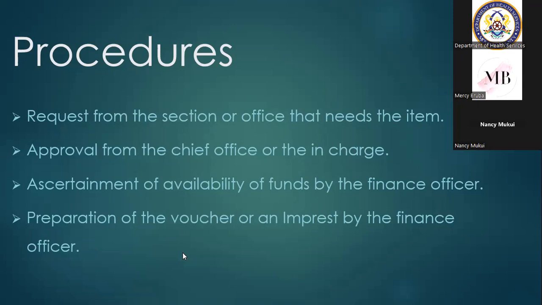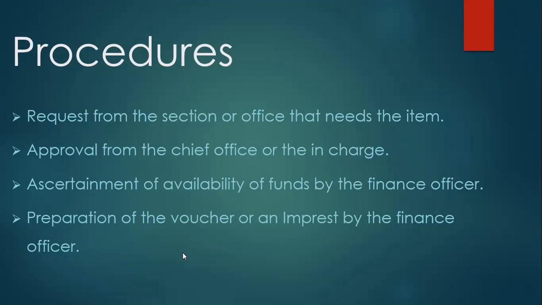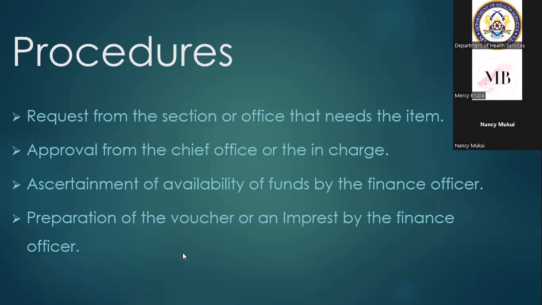After the request has been approved, an accountant or the finance officer is supposed to ascertain the availability of funds. Do we have funds to proceed with that payment? Or if we don't have, I think the process cannot proceed. If we have funds, we proceed, we prepare a voucher or an imprest regarding the type of payments that we need to do. In our next slide, we'll understand more about when we prepare a voucher and when we prepare an imprest.